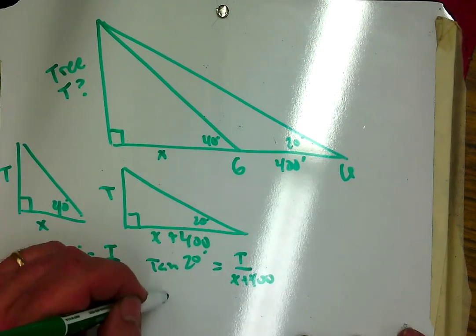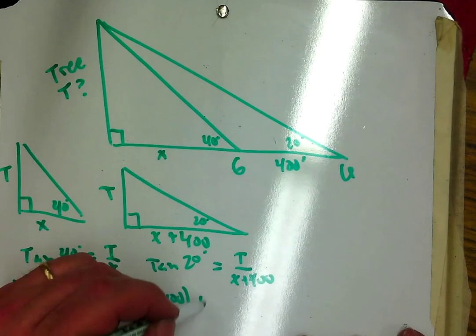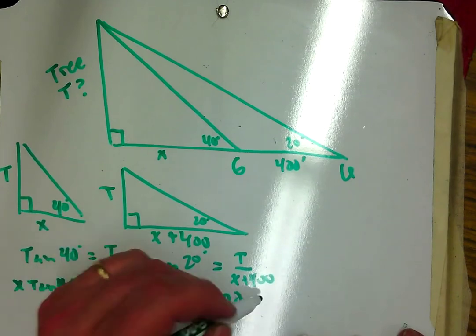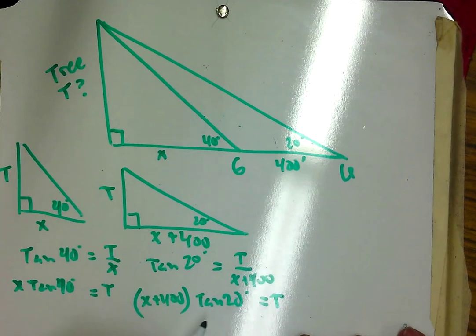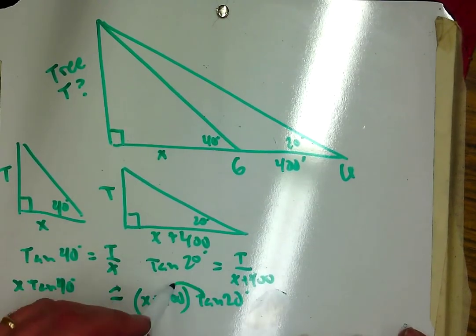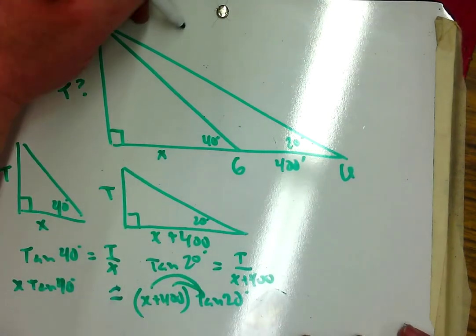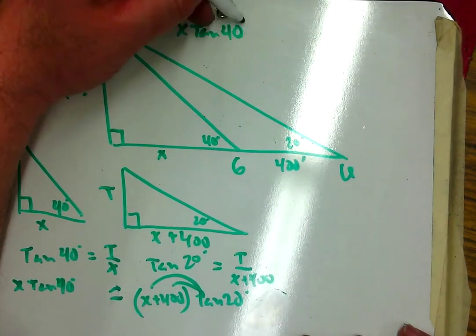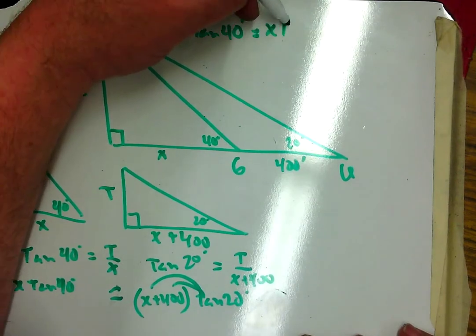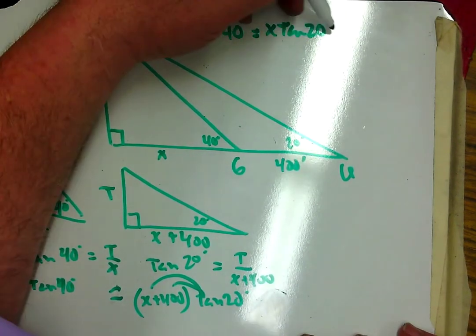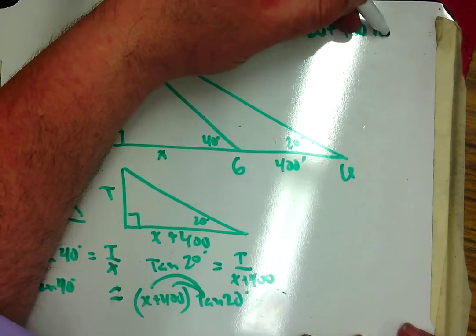So (x plus 400) times tan 20 equals t. Remember, you have to distribute here. But this big T and this big T are the same big T. So I can set this stuff equal to this stuff. So let's do that now, and distribute. And so then we're going to have x tan 40 equals x tan 20 plus 400 tan 20.